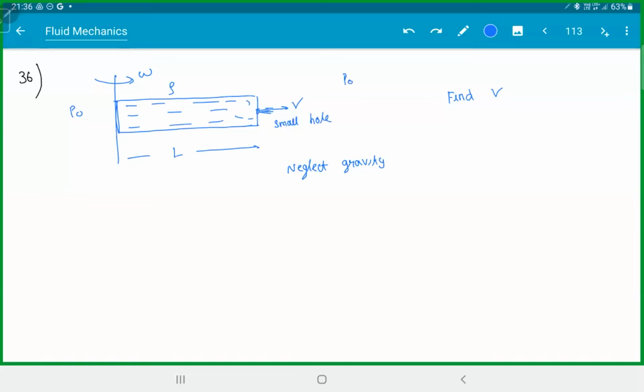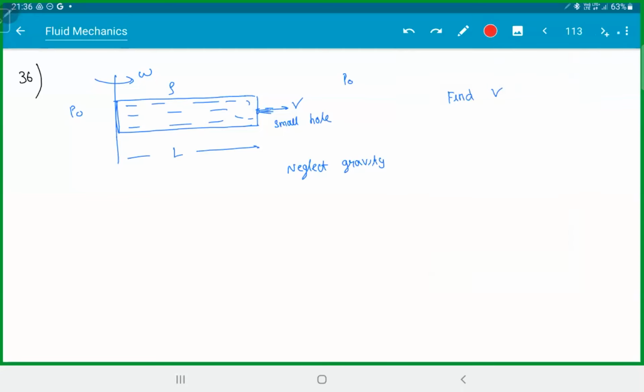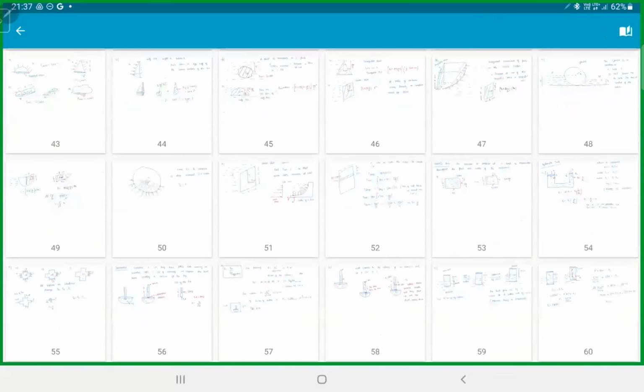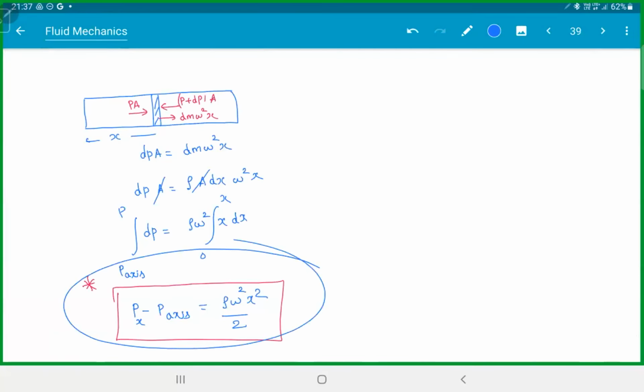See, the idea is pretty simple. So we will take a streamline just before and just after. Okay, we are taking this point 1 and this point 2. Remember the formula? Px minus P axis is rho omega square x square by 2, so here it is rho omega square L square by 2.